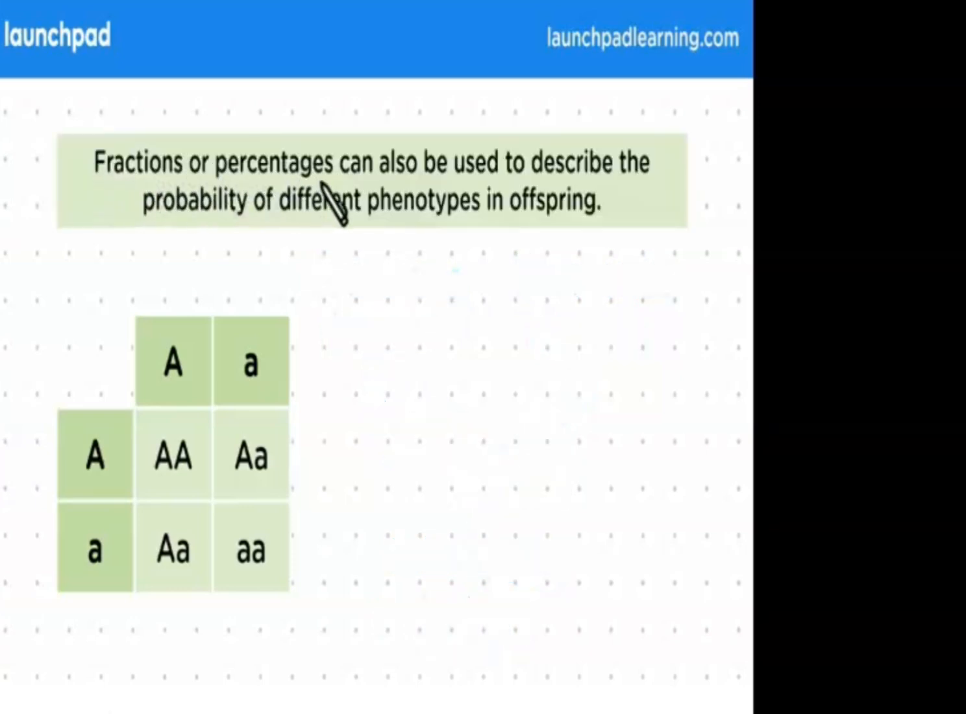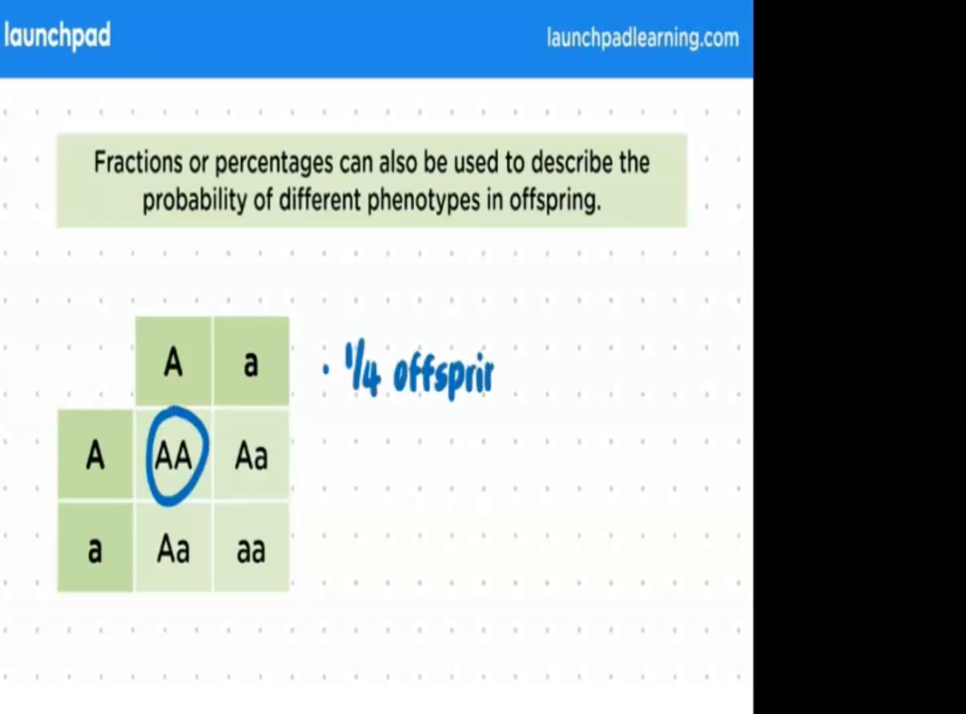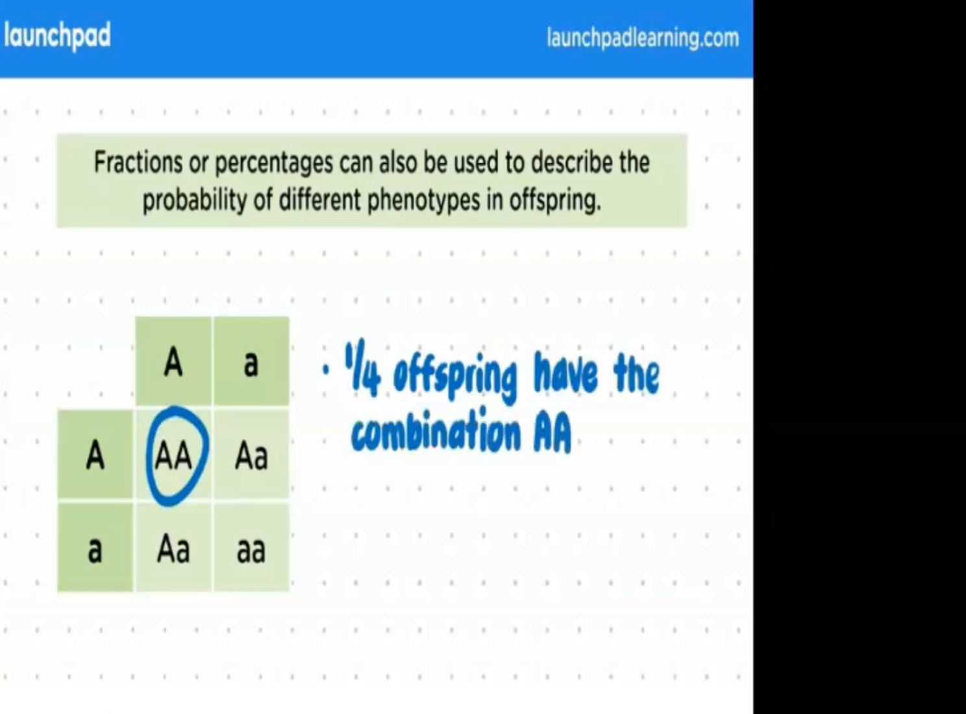Fractions or percentages can also be used to describe the probability of different phenotypes in offspring. So let's start with the homozygous dominant genotype. 1 out of 4 of the offspring are likely to have the combination of two dominant alleles. 1 out of 4, or a quarter, equals 25%. So we'd say there's a 25% chance of the offspring having a homozygous dominant genotype.